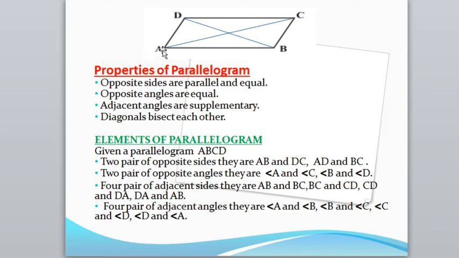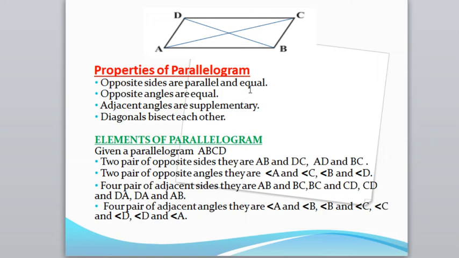So we can say AB is adjacent to BC. Similarly, BC is adjacent to CD. Then CD is adjacent to DA and DA is adjacent to AB. So these are the four pair of adjacent sides. Next, the fourth element is given, four pair of adjacent angles. Now what are the adjacent angles? Adjacent angles means the angles that end at the same side.